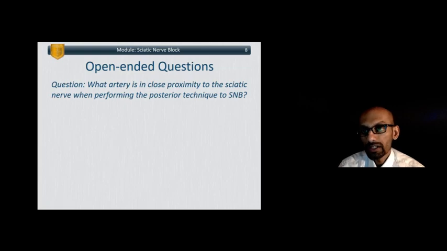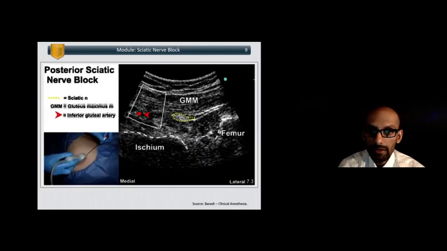So what artery is in close proximity to the sciatic nerve when performing the posterior technique for this sciatic nerve block? This is going to be your inferior gluteal artery. And that's going to be in the territory of the nerve when you do this block. So this is medial, this is lateral, there's your femur, and this is your gluteus maximus muscle. And there you see this large sciatic nerve sandwiched underneath. This arrow identifies the inferior gluteal artery, as I said, which at this deep level of block is going to be within the territory. So you do have to look out for that when you're using ultrasound image guidance.